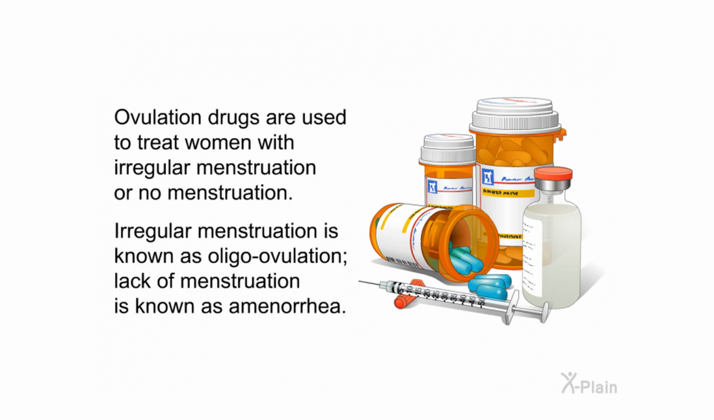Ovulation drugs are used to treat women with irregular menstruation or no menstruation. Irregular menstruation is known as oligoovulation. Lack of menstruation is known as amenorrhea.